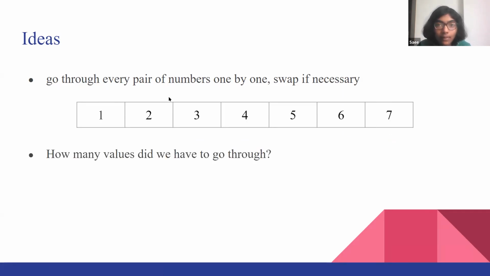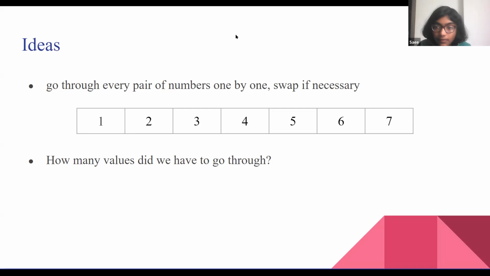And can you, by any chance, generalize this? What if we had n numbers? Then how many values would we have to go through?